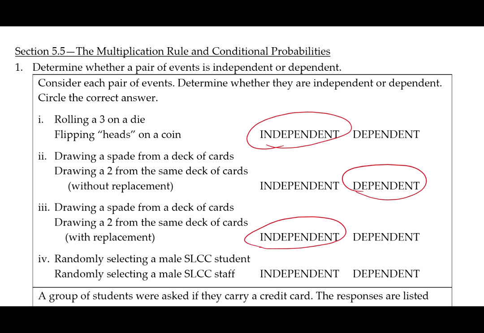In part 4, randomly selecting a male Salt Lake Community College student and randomly selecting a male Salt Lake Community College staff. If I am randomly selecting the individuals, when I select one student and determine that it is a male, that does not change the probability that when I select one staff, that will also be a male, and so therefore these are independent events.